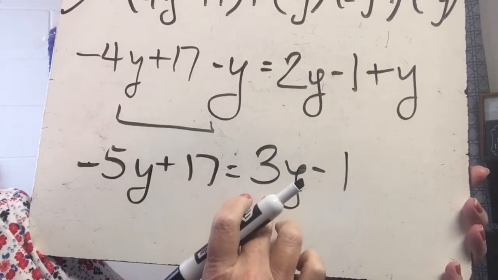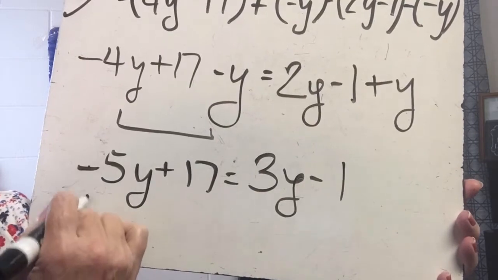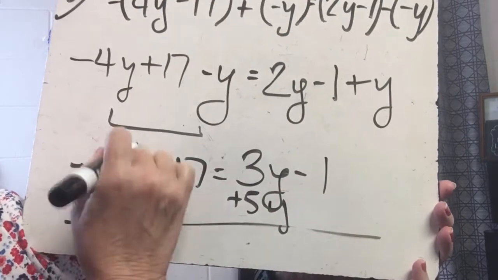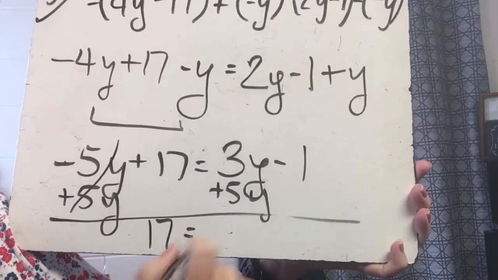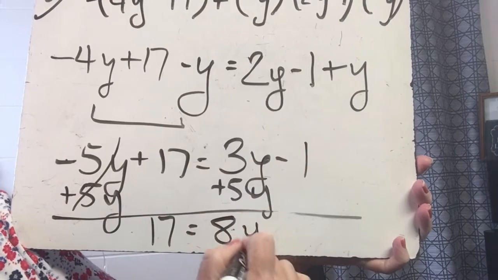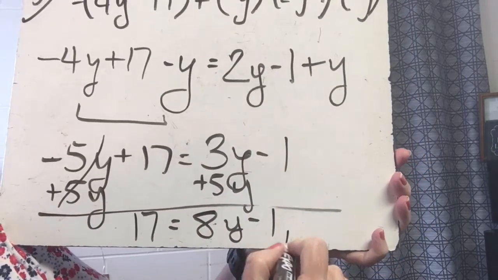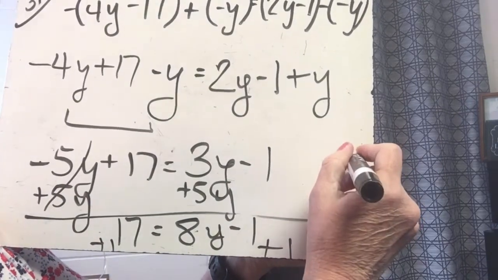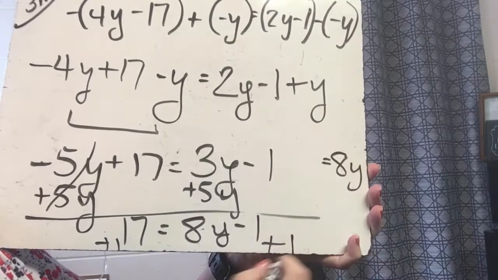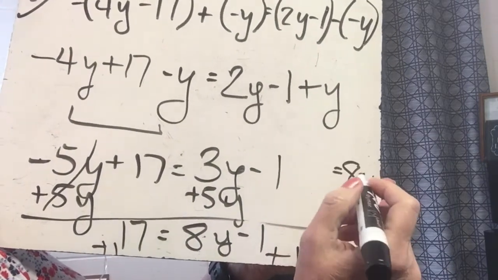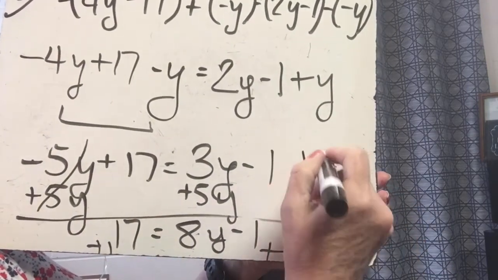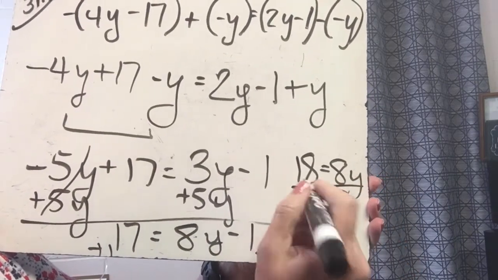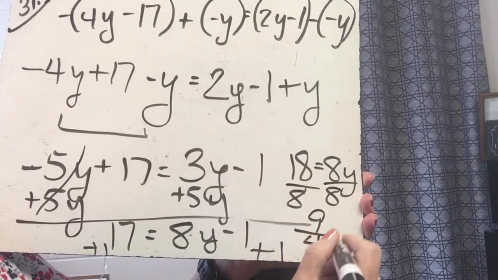So now I've got to get this over here or this over here. So this one is already positive. Let's just move this one over here. So plus 5y cancels. 17 equals 8y minus 1. So can I add a 1 to the other side? Okay, so we end up with 8y equals 18. Divide by 8, divide by 8. And we'll have 9/4 equals y.